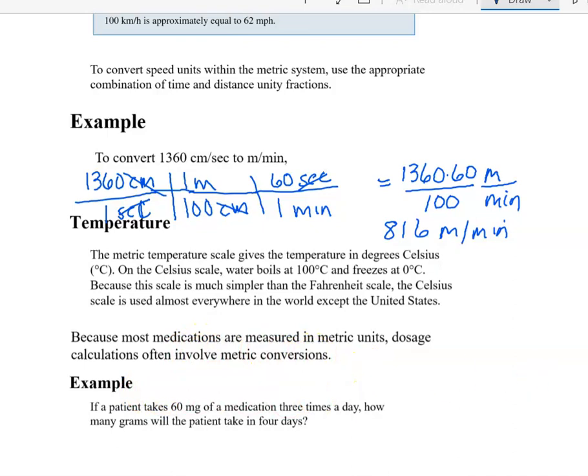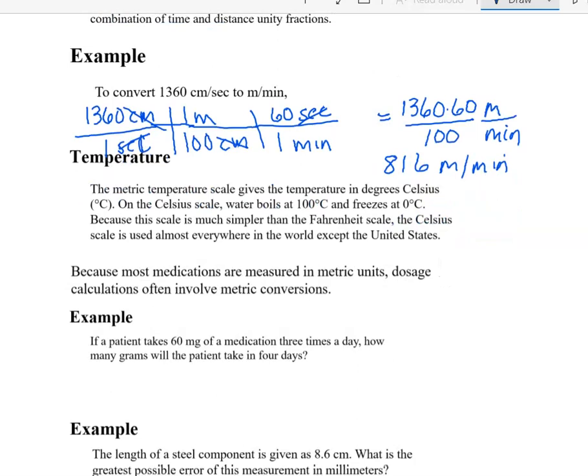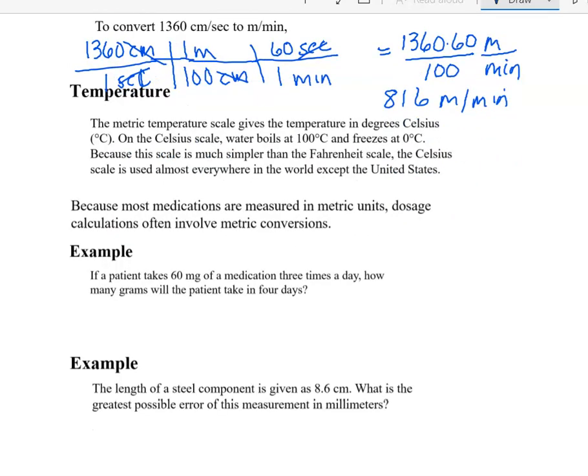If a patient takes 60 milligrams of medication 3 times a day, how many grams will the patient take in 4 days? So, 60 milligrams 3 times a day. We really want the answer to be in grams, and we're talking about how many times they do that in 4 days. So 60 milligrams, and they take that 3 times a day.